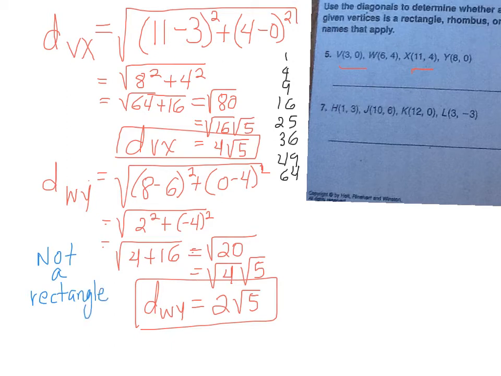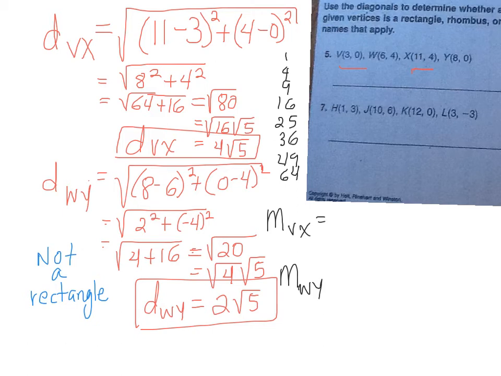Okay, so if it's not a rectangle, then what else? Well, now you need to get the slopes to see if the diagonals are perpendicular, so we can say that it's a rhombus. So the slope of VX and then the slope of WY. Okay, so let's get the slope of VX.